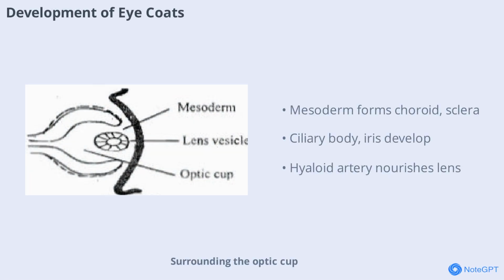Surrounding the optic cup, the mesoderm differentiates to form the coats of the eyeball, the choroid and sclera. These layers provide structural support and protection. The choroid is rich in blood vessels, supplying nutrients to the eye, while the sclera forms the tough, white outer layer. As the eye continues to develop, extensions from the optic cup give rise to the ciliary body and iris, which are essential for focusing and regulating light entry. The hyaloid artery supplies nourishment during development, later replaced by the vitreous humor.